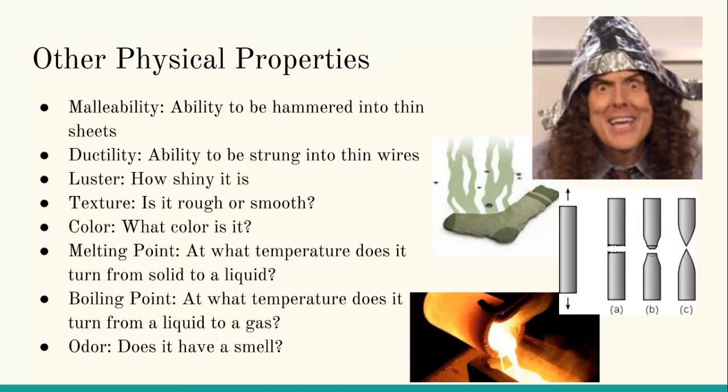Some other physical properties, which I've touched on a little bit before, is malleability, the ability to be hammered into thin sheets like aluminum. You can make an aluminum foil hat like Weird Al over here. Ductility, which is how well you can string a piece of metal into thin wire. Luster is how shiny it is. Texture is it rough or smooth? Color. Melting point, at what temperature does it turn from a solid to a liquid? Boiling point, at what temperature does it turn from a liquid to a gas? Odor, does it stink?